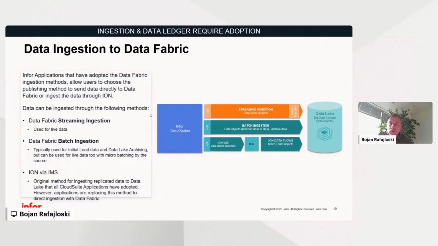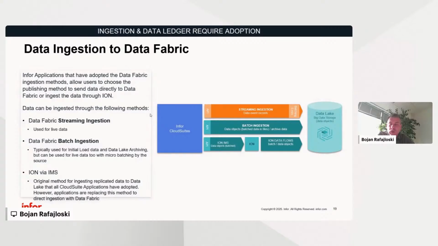But in the same format, they're used also by our ERPs, by Infor Cloud Suite applications. The difference between streaming ingestion and batch ingestion is that through batch ingestion, we expect the source application to batch the data before sending it to Data Fabric. So it will be already formatted in an NDJSON file with all the records that have been changed since the last time they sent something through batch ingestion.